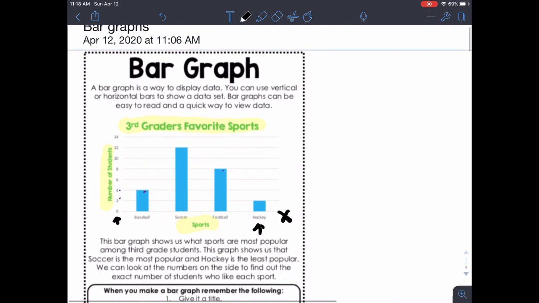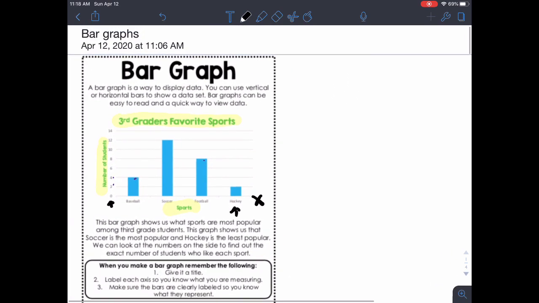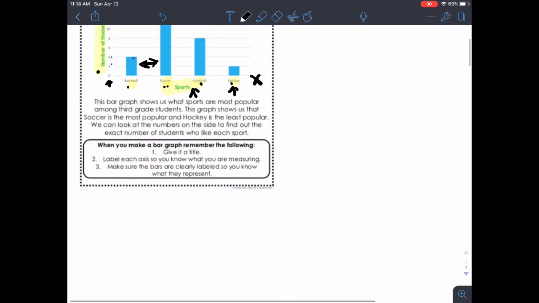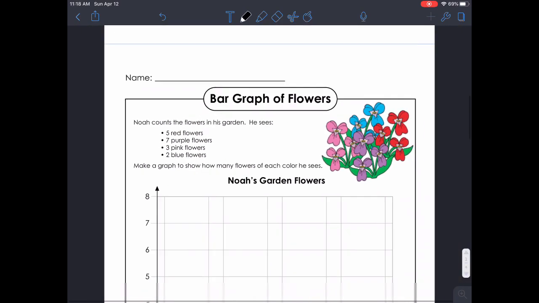So we have our title. Each axis is labeled, so this is your y-axis, and this is your x-axis, and it's labeled with sports and number of students. And then the bars are clearly labeled. So under each bar, you can see it says baseball, soccer, football, and hockey, so you know what you're looking at. There's no way you're going to get these two bars mixed up because they're far enough apart and they have simple, clear labels.